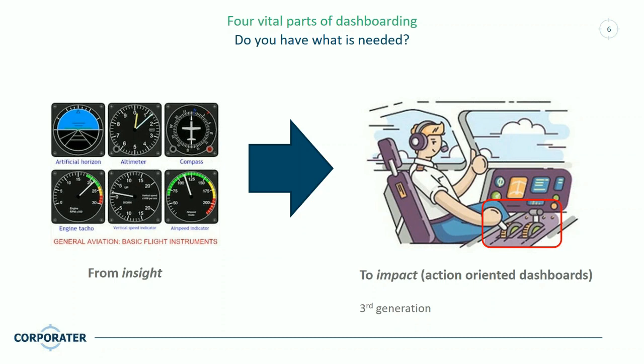So we see more and more that going from insight to impact, which are more action-oriented dashboards. And then you will see more initiatives, put people responsible. Probably they have a meeting management as a part of the dashboard, and they actually run the processes as well. So this is what I call third generation dashboard.